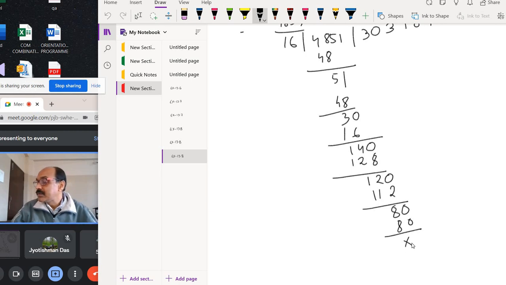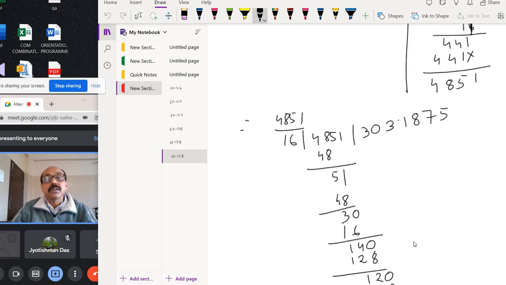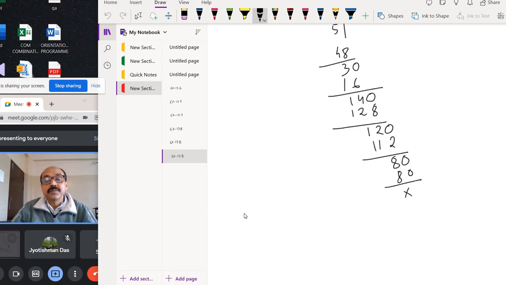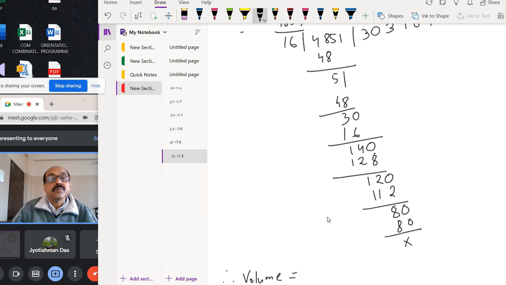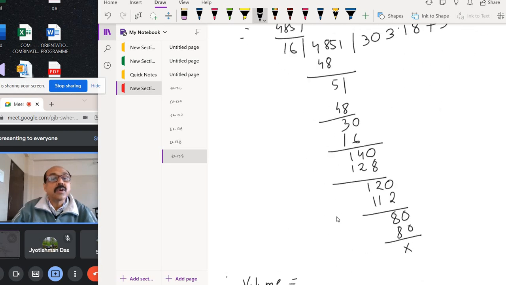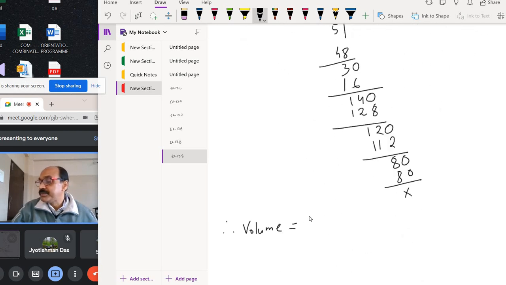So this volume equal to 303.1875 centimeter cube.